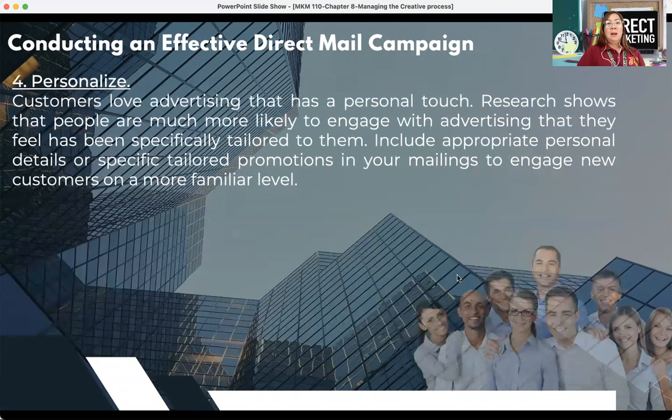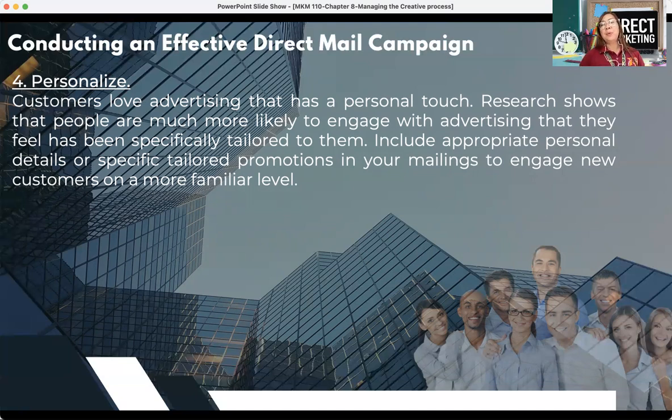Next, what we're going to do is to make it personalized. Customers love advertising that has a personal touch. Research shows that people are much more likely to engage with advertising that they feel has been specifically tailored to them. They feel that they are the one in that ad, like, this is me, I think I would need this product soon.